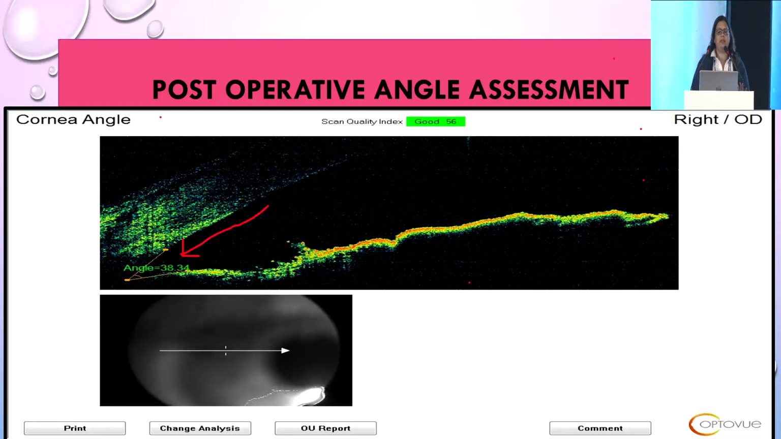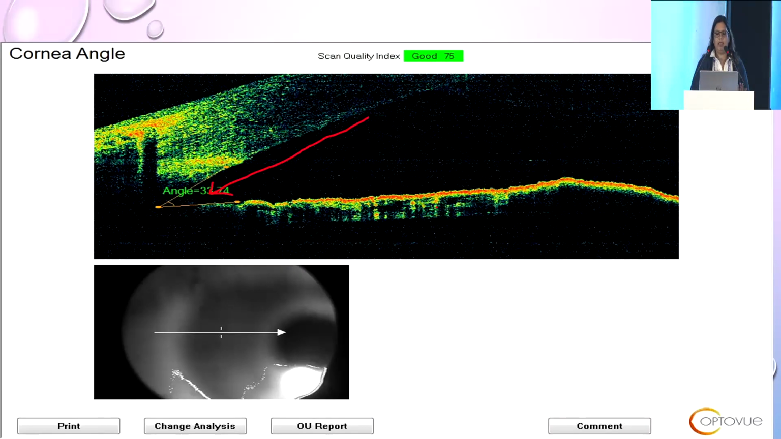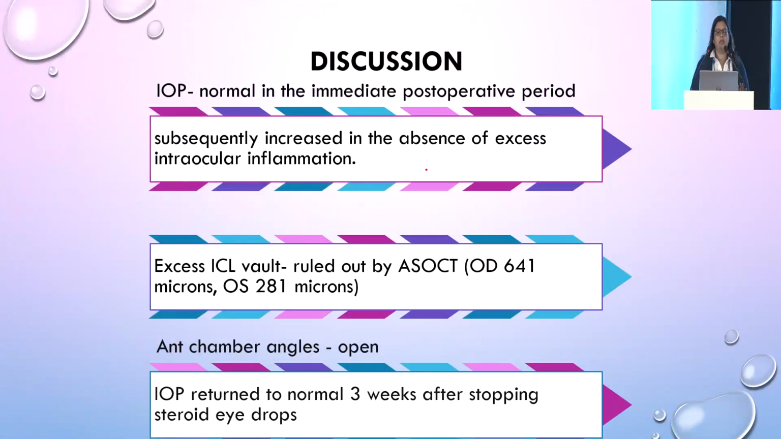So post-operative angle assessment was done. We can see in the slide that in both eyes the angle was within normal limits. So we have to think of another school of thought. There is some other underlying pathology which was causing increased intraocular pressure. IOP was normal in the immediate post-operative period, and subsequently increased in the absence of excess intraocular inflammation. Excess ICL vault height was ruled out by ASOCT. So the anterior chamber angle was open.